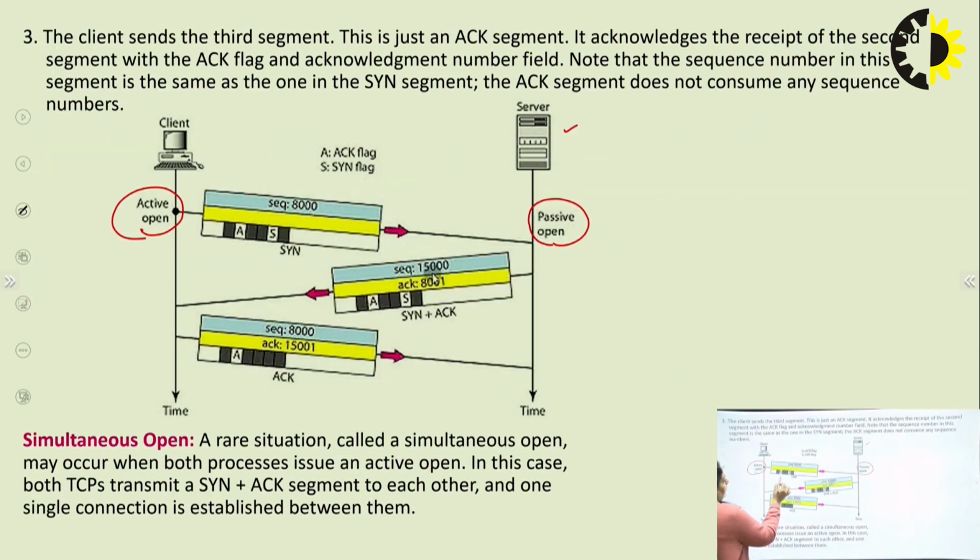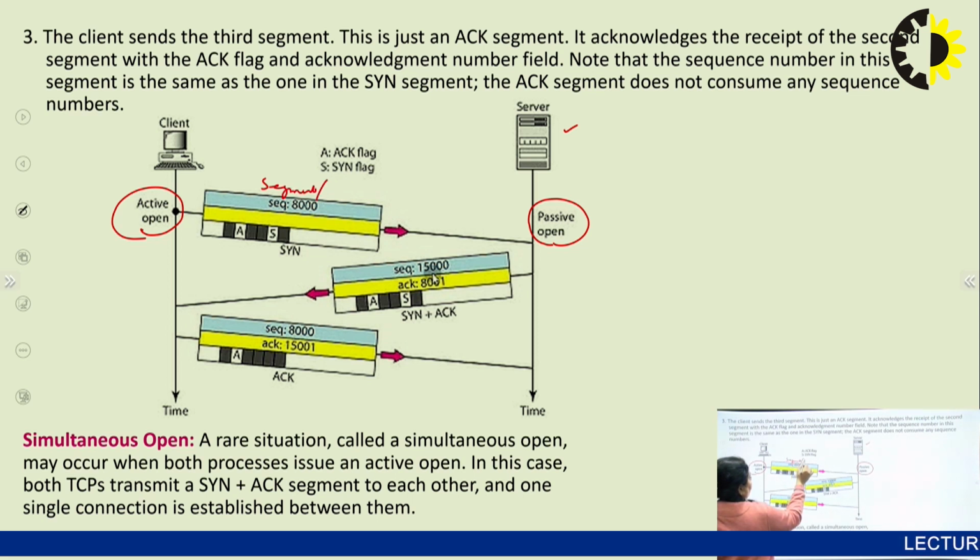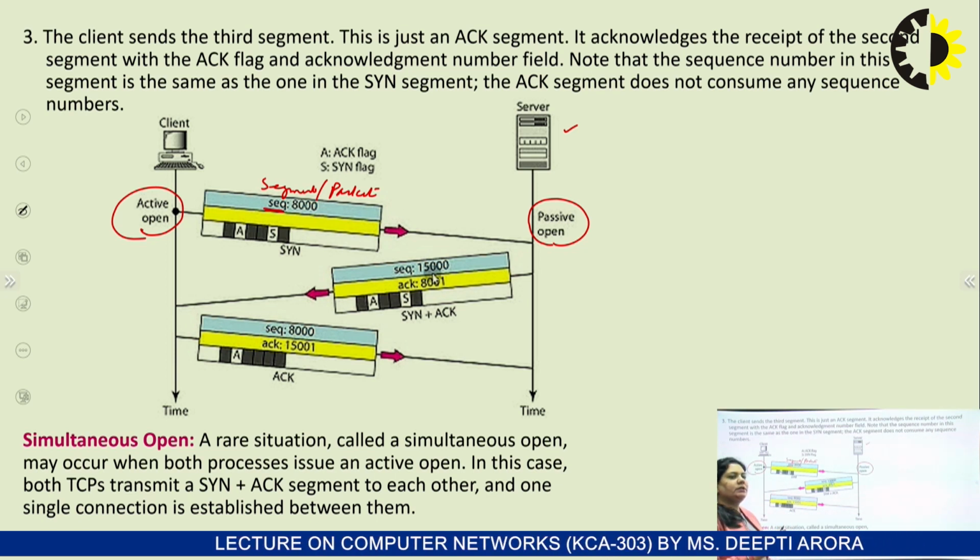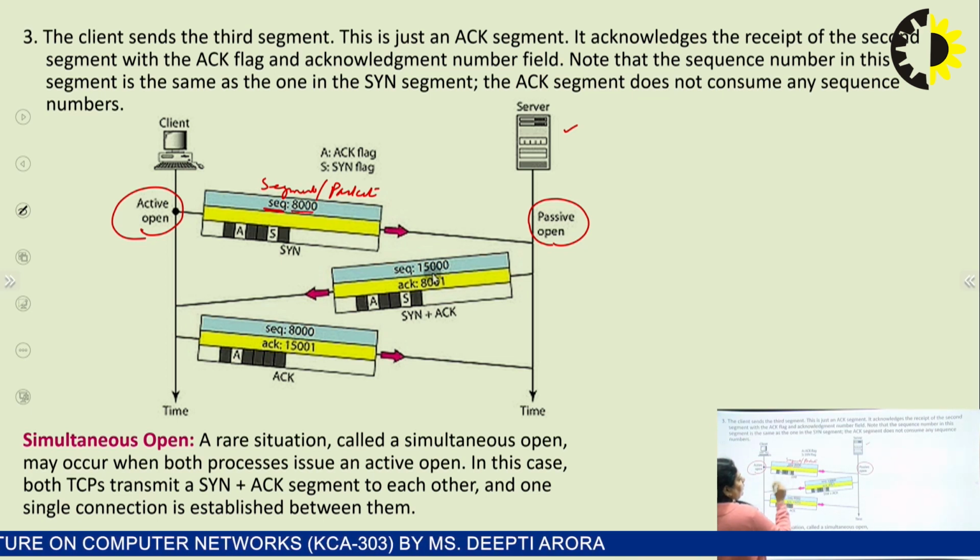See, this is a segment. A segment is again, we can say, a packet of TCP, at the transport layer. So this is a segment. It carries the sequence number of a packet so that data can be transferred. Every segment has its own sequence number, and that sequence number is incremented by 1 when it transfers data. So here the sequence number is 8000.